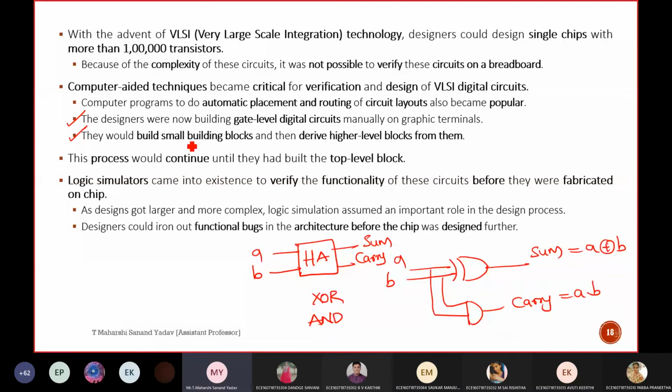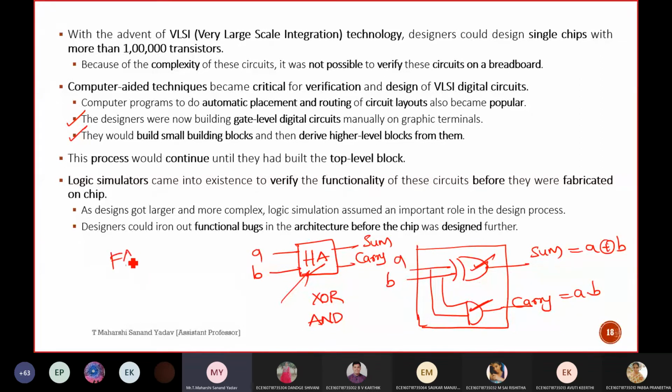So building small building blocks and then deriving a higher level block. These small building blocks I'm clubbing together to get a module. This is called a half adder. You only see that this is a circuit for a half adder, but you don't know what is present internally. They are designed using small building blocks. Like this, by connecting small building blocks, we derive a higher level module.